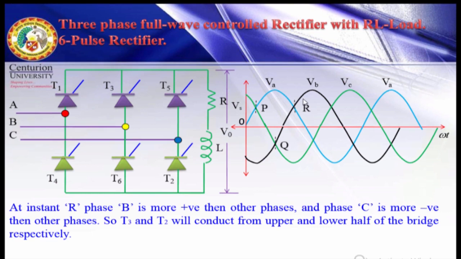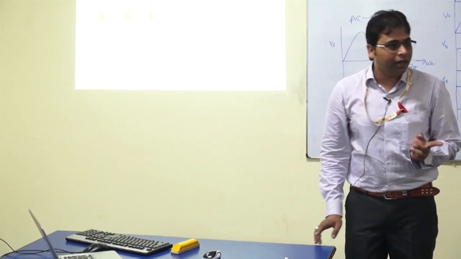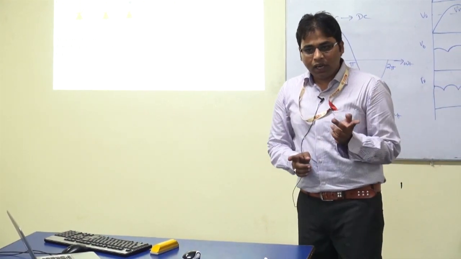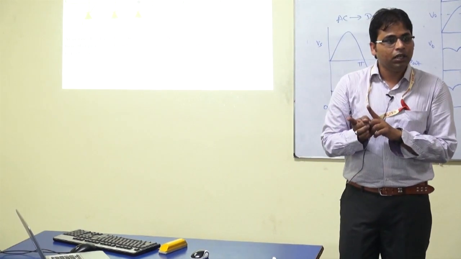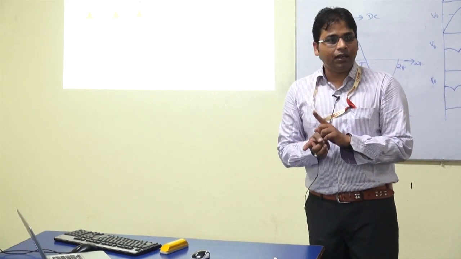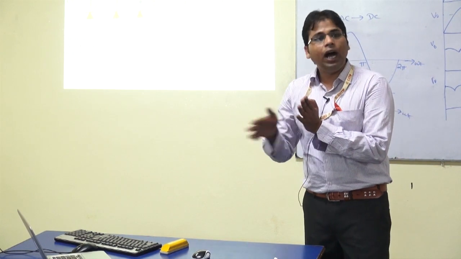T3 and T2, right. From phase B, T3 will conduct. From phase C, T2 will conduct. Means T2 is already conducting. From instant Q, it will continue its conduction. T2 will continue its conduction from R.